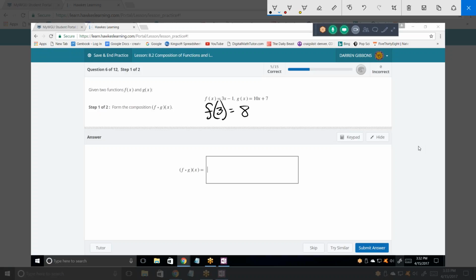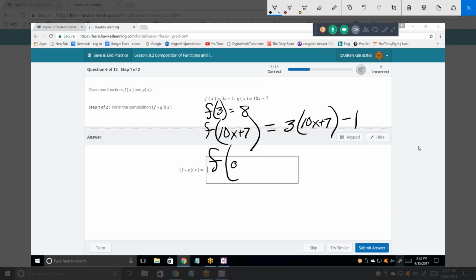Now, if I said to you, what is f of 10x plus 7 in the parentheses, tell me what I should write exactly. So there's the 3, and then the parentheses 10x plus 7, minus 1. Correct. That's what this means. In other words, g of x is this function, 10x plus 7. So what it was really asking me to do was this: what is f of g of x?